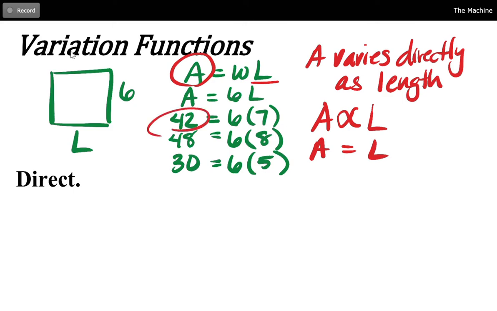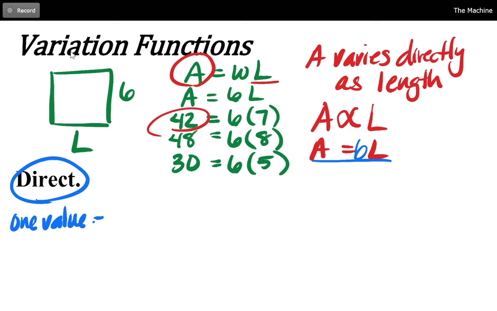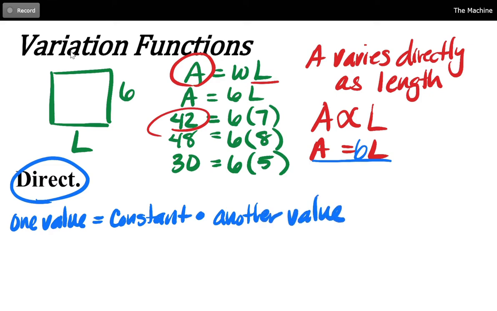The area was 42. But if I were to put in a number that I multiply by the length, let's say, can I squeeze a 6 in there? Yeah, there we go. Now I can use an equal symbol. So I can say that the area is equal to 6 times the length, whatever that is. That's a direct relationship. A direct relationship is where you have one value equal to a constant, some number that does not change, multiplied by another value. That's just the simplest direct relationship.